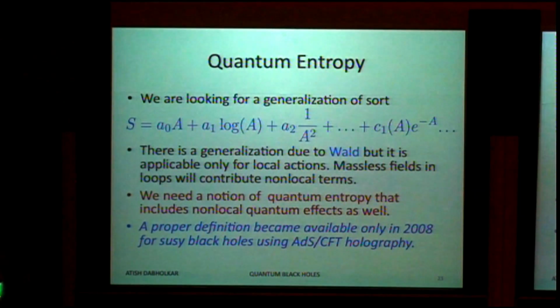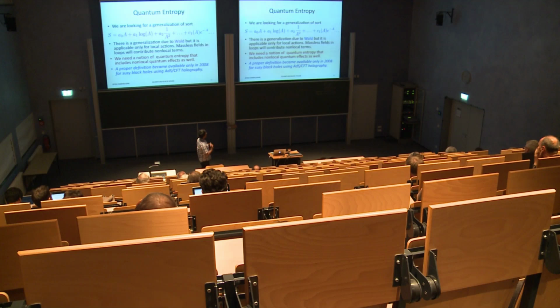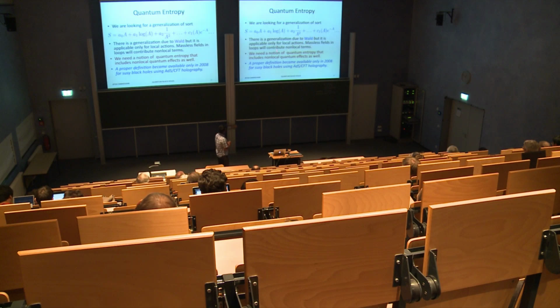Now there is already a generalization due to Wald, who generalized the Bekenstein-Hawking entropy formula to more general local actions, where instead of just the Einstein-Hilbert action, you can have an R squared term or R to the 4 term, because generically we expect that when you integrate out quantum fields, you generate typically higher order terms. So it's only at low energies that we expect the Einstein-Hilbert action to be good. So there should be a generalization, and that was proposed by Wald, but that's applicable only for local actions.